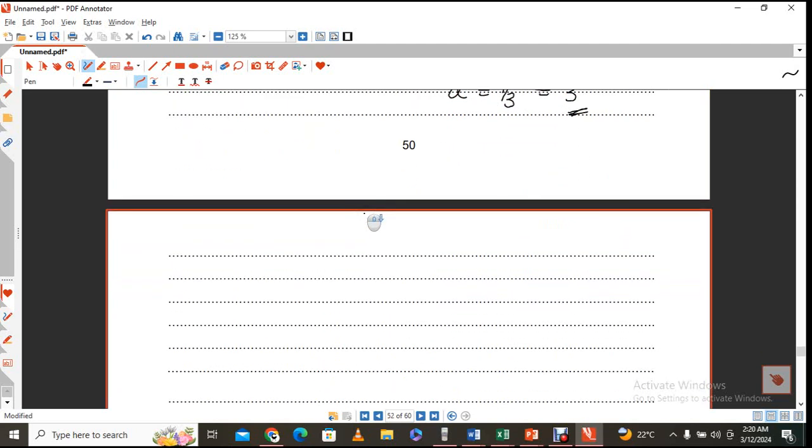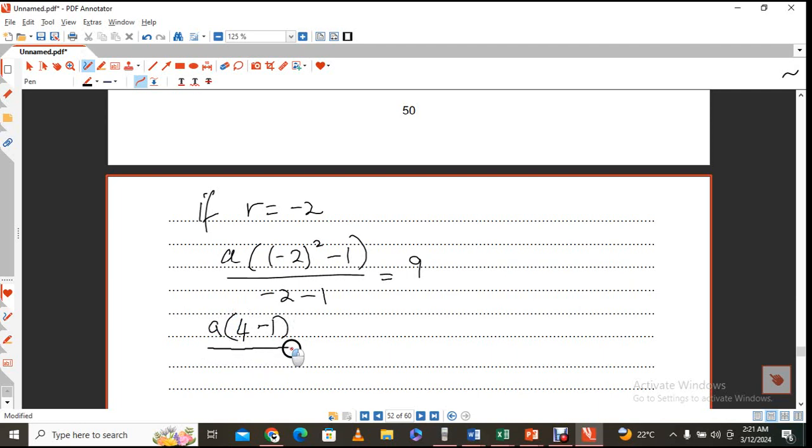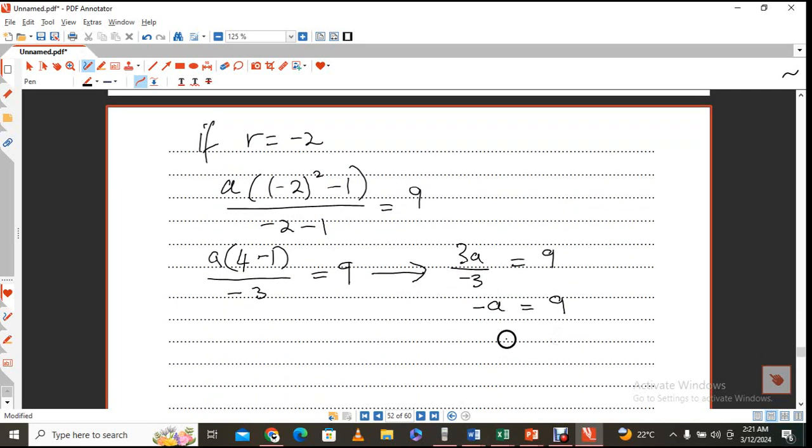So let me just continue to the next one. I'm going to use the same formula. Remember, we said we have two values of r, so if r equals negative 2, then I have negative 2 squared minus 1 all over negative 2 minus 1. Of course, that equals 9. On top, you have 4 minus 1, a over negative 3, that gives you 9. That is 3a over negative 3, that gives you 9. So here I've got negative a equals 9. So of course here the value of a is equal to negative 9.